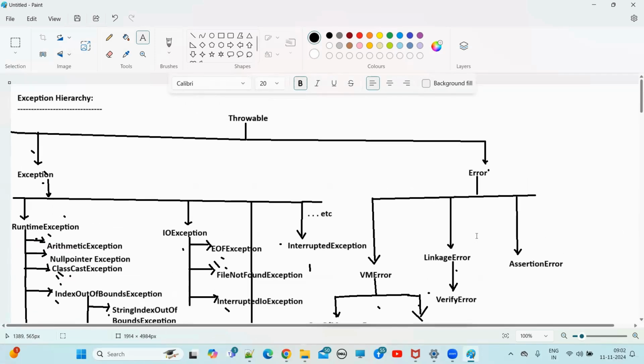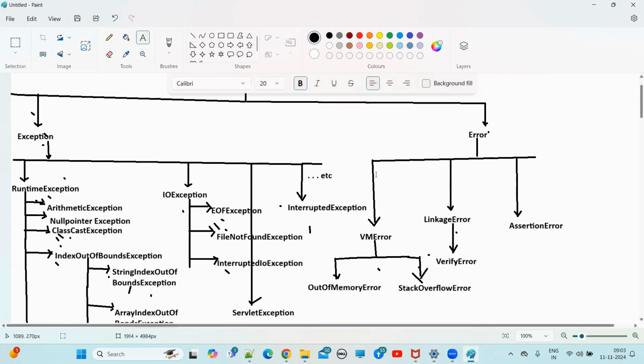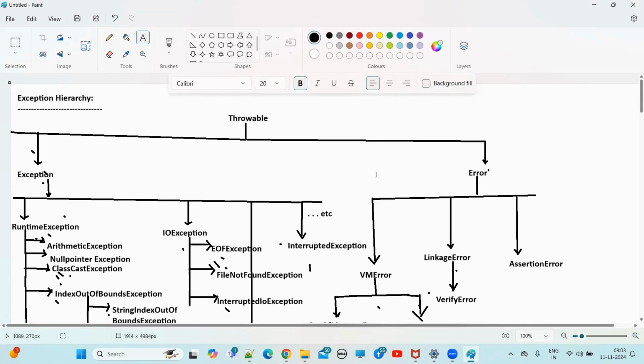For the exception hierarchy, what is the root class, guys? Throwable. Come on, everyone, please respond. Throwable is the root class for all the exception hierarchy. These classes and this hierarchy you have to remember, guys. Who has written these classes? Java people. They have been written as part of the Java exception library.